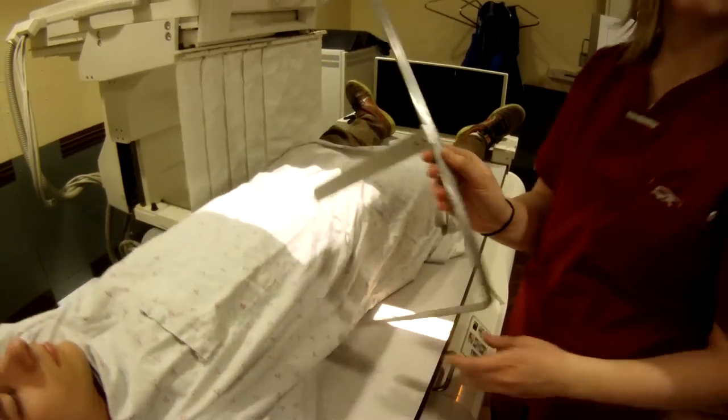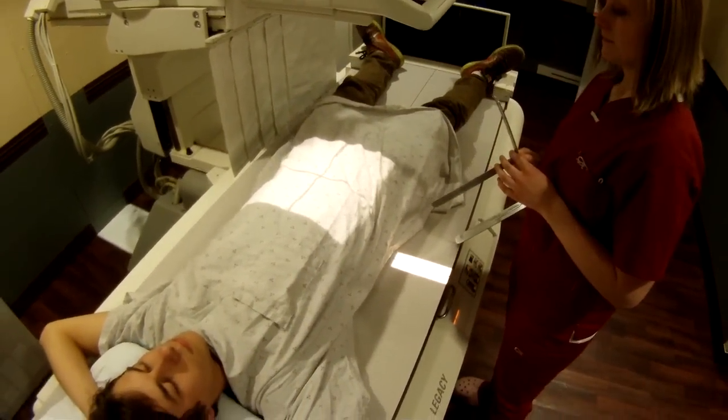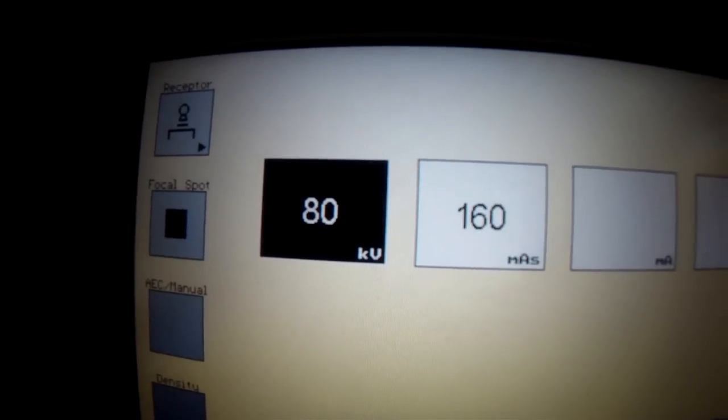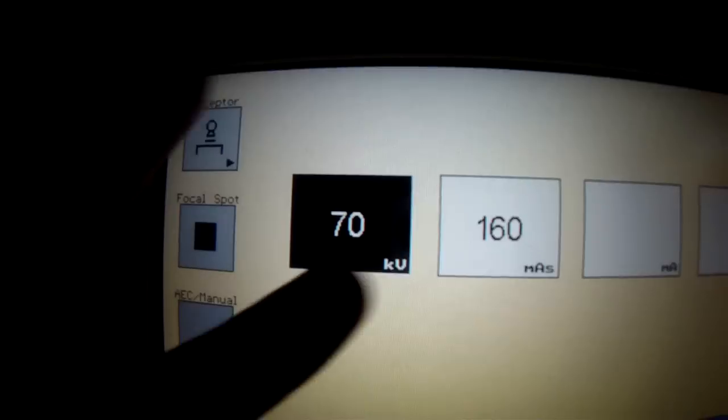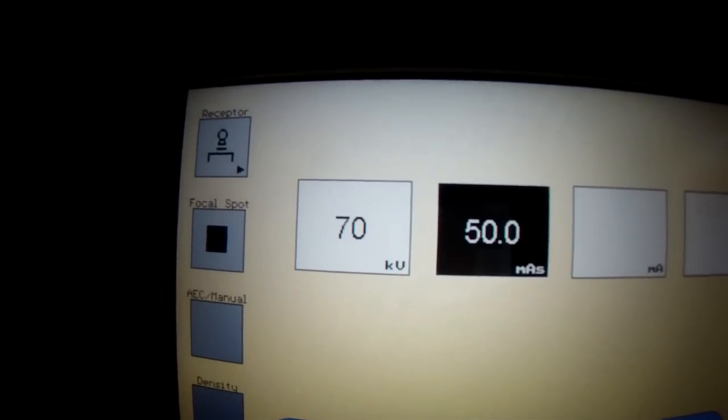By multiplying the patient thickness by 2 and adding 30, the kVp value can be determined. If the kVp value is greater than 90, subtract 10 kVp and double the base mAs.